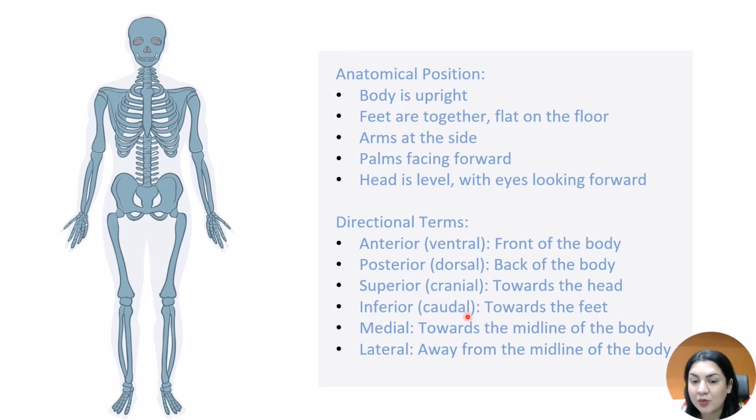And inferior, or another term for it would be caudal, describes anything that leads toward the feet, or the inferior aspect of the body. Now, if you imagine a central midline running down the body, anything toward the midline of the body is said to be medial, and anything further away from the midline of the body is said to be lateral. So these are basically the directional terms we use in gross anatomy.